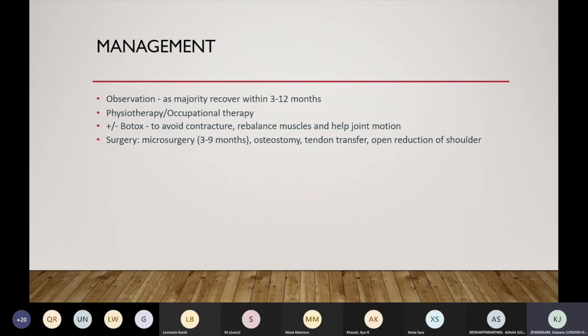What do you do? Usually you observe them, and the majority of them recover in 3 to 12 months. As I said, most of the damage is caused by the nerve being stretched rather than actually broken or ruptured, and they will require physio and occupational therapy. In some cases, they might even need Botox to avoid contractures or to rebalance the muscles and help with the motions of the muscles. In a very small percentage, you might even need surgery, like at 3 to 9 months: osteotomy, tendon transfer, open reduction of the shoulder.